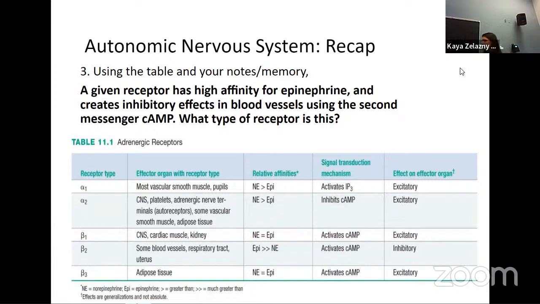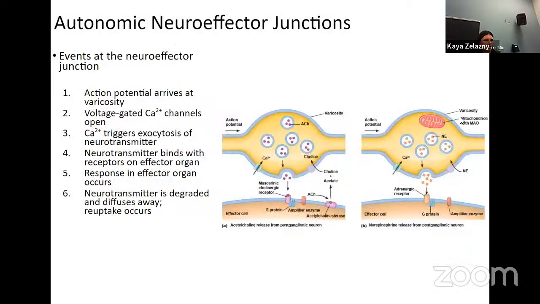All right. That is our recap for our autonomics. We're going to finish up real quick with that and do a little preview of some endocrine stuff. So when we left off, we were talking about the autonomic neuroeffector junction. We had looked at a picture of it. So now we're just looking at process.